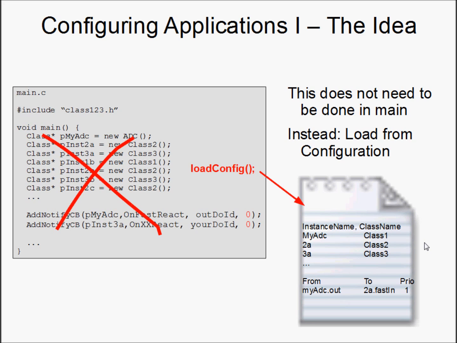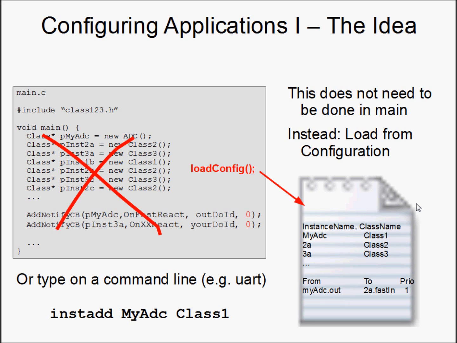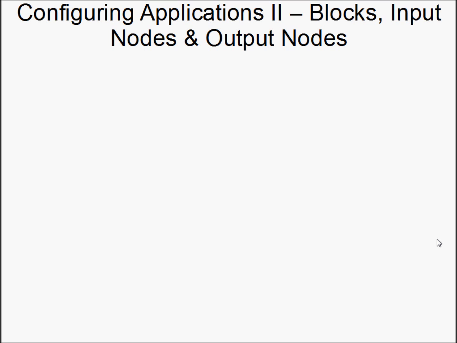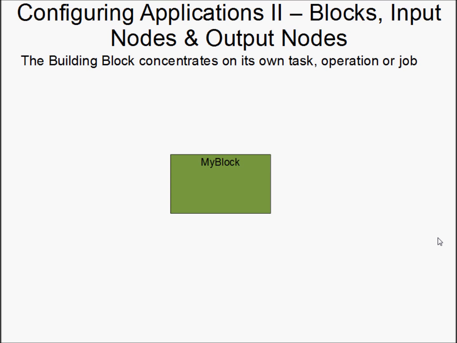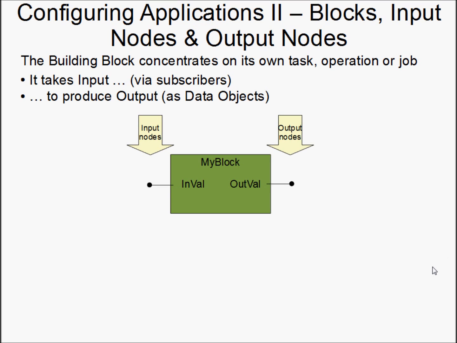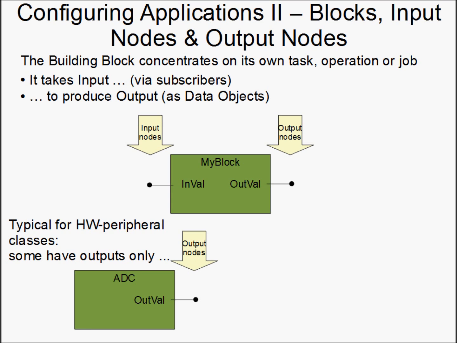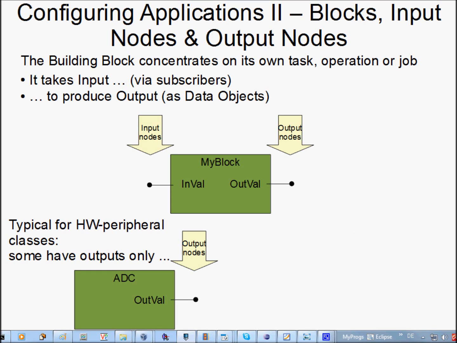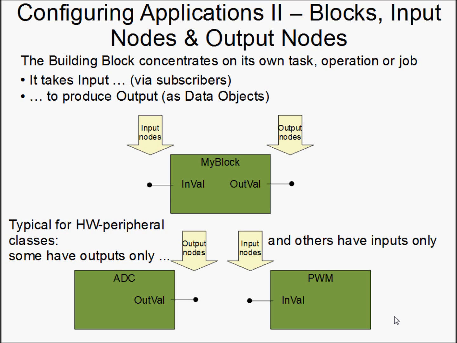Let us look at what such a configurable application may be made of. So here's the next slide. First of all, we want blocks with input nodes and some output nodes. Some blocks have output only, for example AD converters, and others have input only. These are typical for representations of hardware peripherals because they produce data or consume data. They are the interface between our system and the outside world.